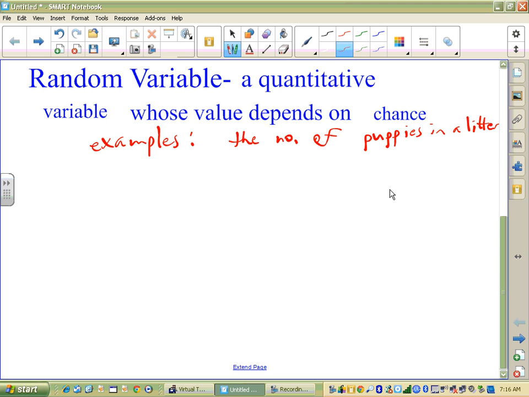Another one might be, and I'm not into the stock market because I don't have enough money left over because I spend it on other things, but the return on an investment. You take $5,000 and you invest it into the market. What is your return? Well, it's going to be a dollar amount, hence quantitative. And it's chance. If you invest in oil, chances are you're probably going to get a return on it. If you invest in something else, who knows?